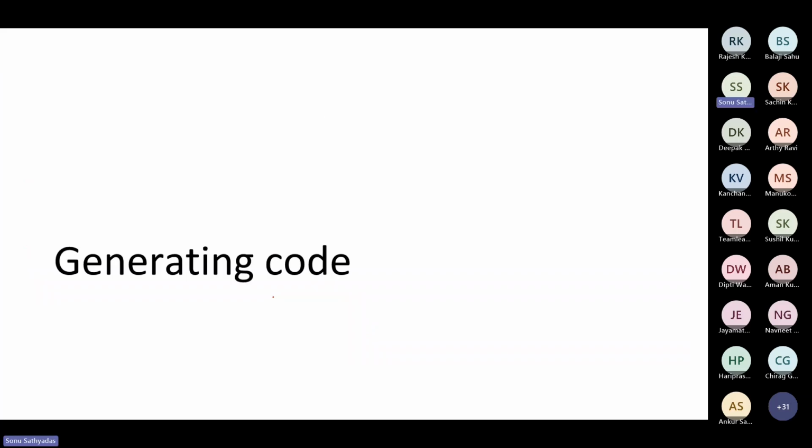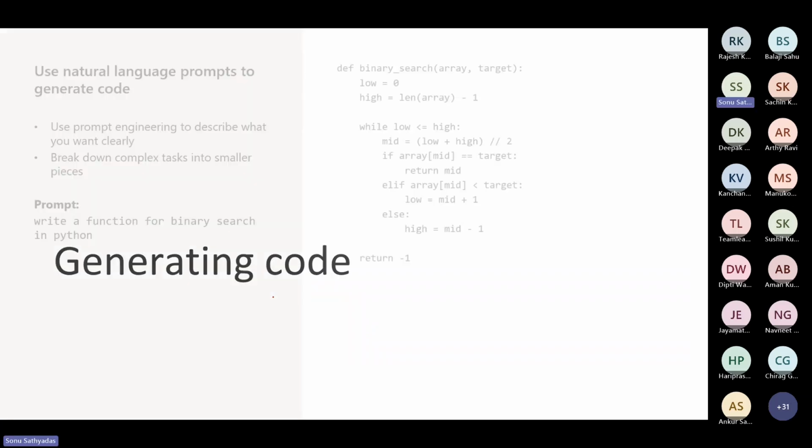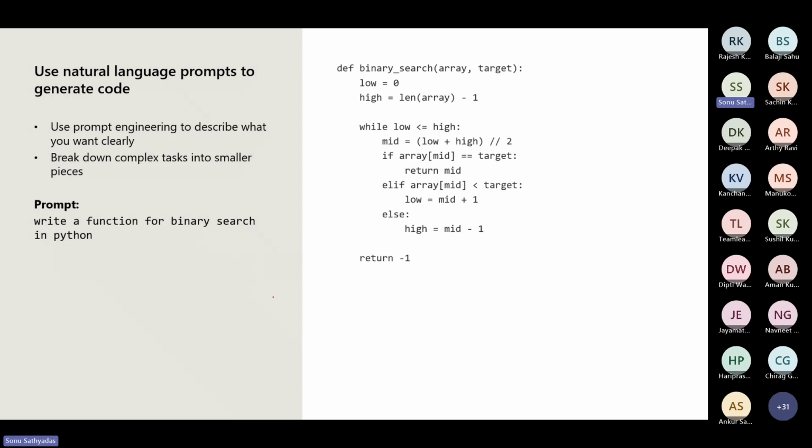Now coming to the next module, that is generating code. It is very helpful for developers. If you are a developer, you can generate code using the generative AI models. You can just provide the instruction through a comment, and the model is able to generate the complete code for you.